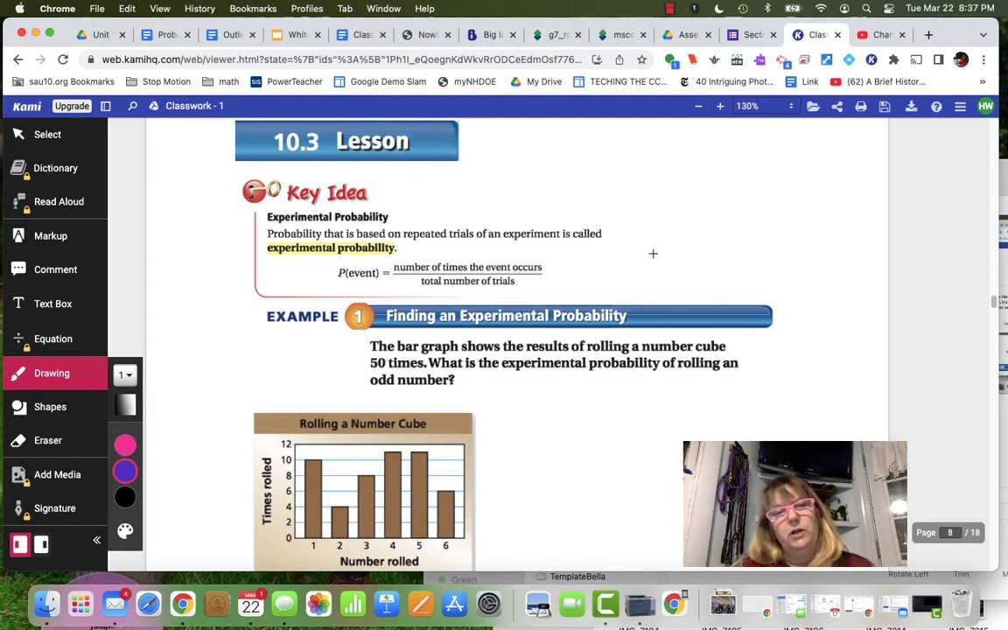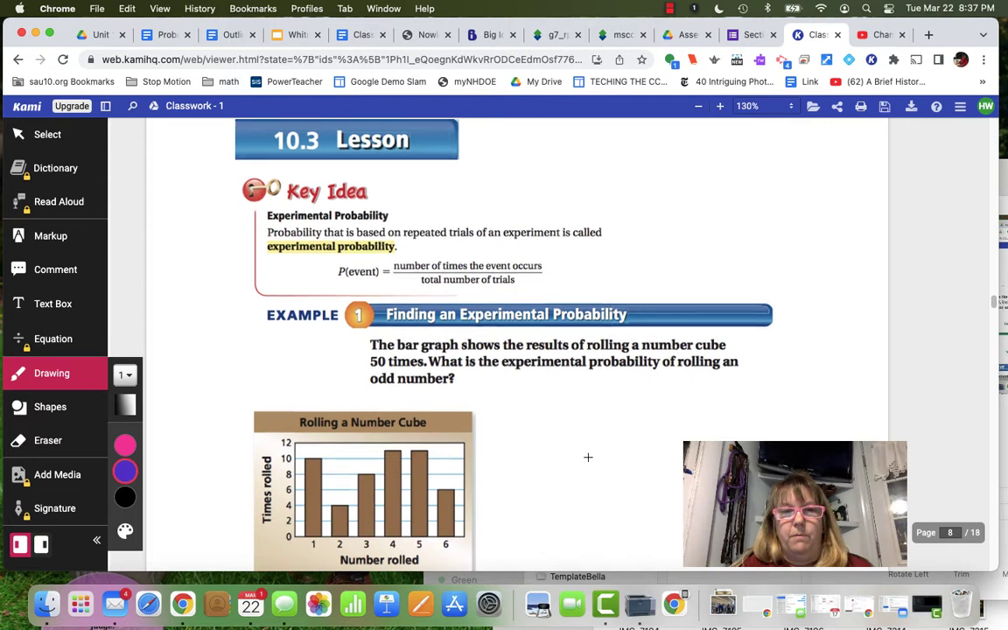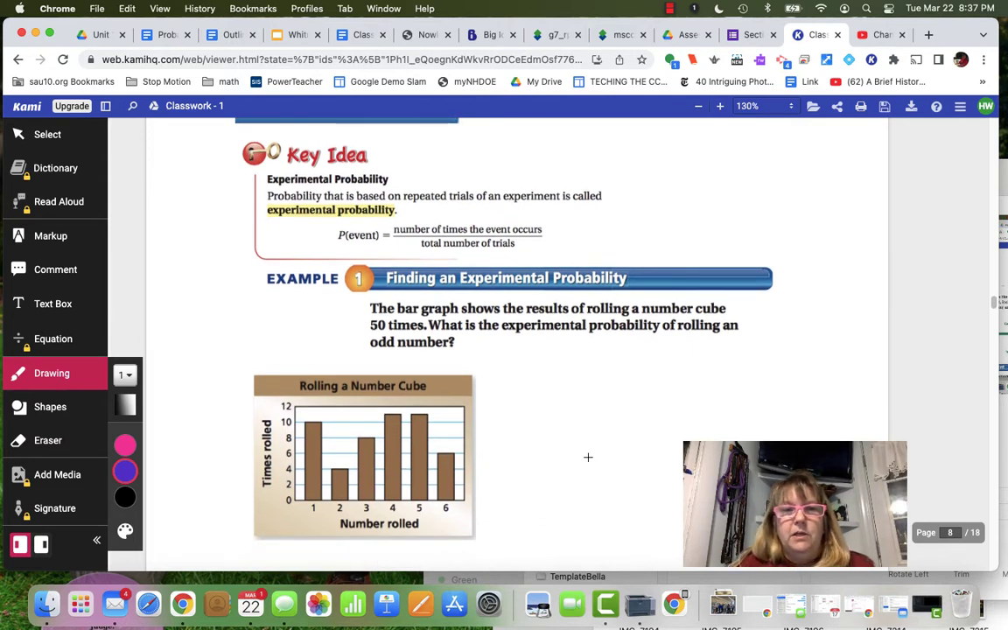So this is talking about experimental probability. In the last section we talked about probability in general, and there are really two main kinds of probability: experimental probability and theoretical probability. Experimental probability is the likelihood that something will happen based on actually doing it. It's not theoretical, it's actually doing the experiment over and over again to figure out the probability of those events happening. It's the same sort of ratio that we talked about in the previous section.